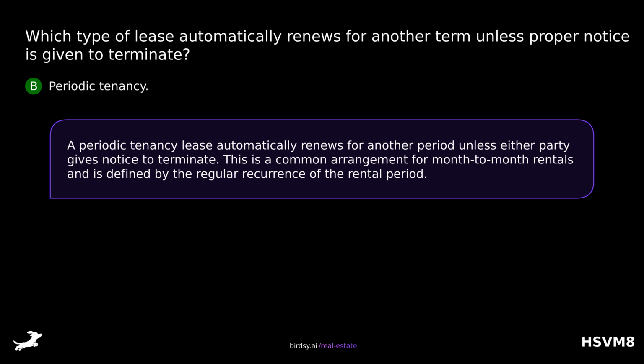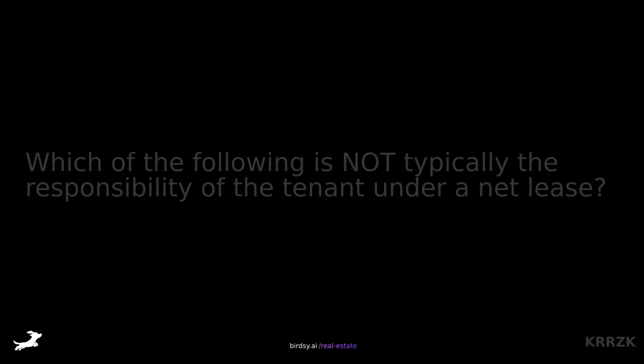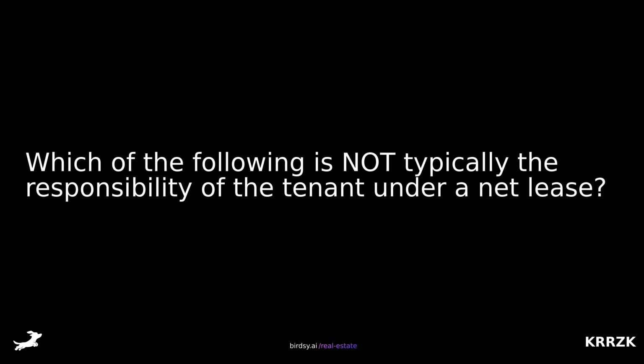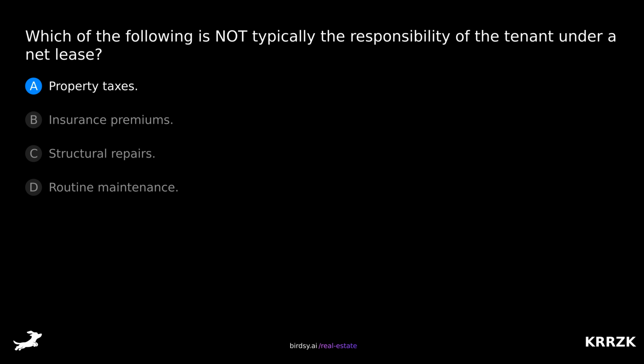This is a common arrangement for month-to-month rentals and is defined by the regular recurrence of the rental period. Which of the following is not typically the responsibility of the tenant under a net lease? Is it A. Property taxes, B. Insurance premiums, C. Structural repairs, or D. Routine maintenance? The correct answer is C.